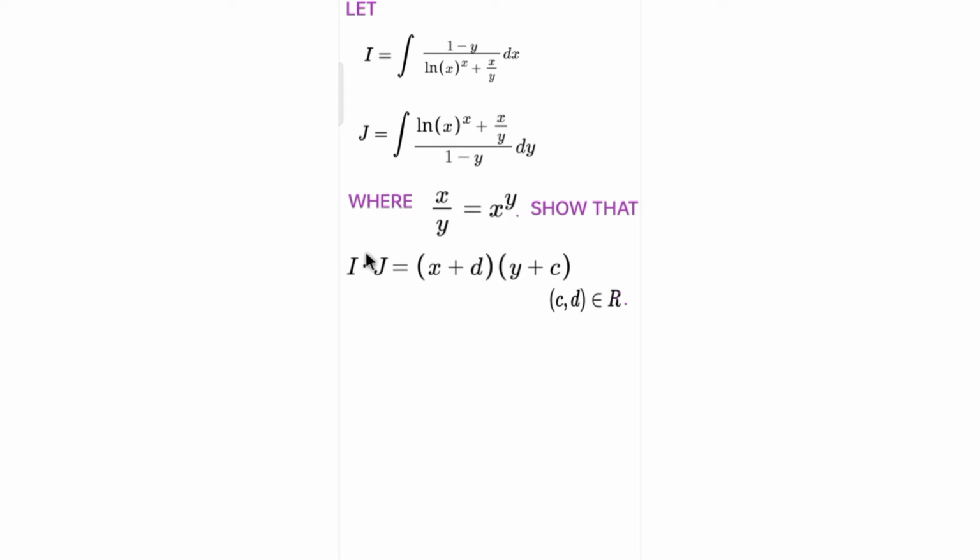We need to show that I into J is equal to (x plus d) into (y plus c), where c and d belong to R. When we go through the solution, people will understand how we get C and D. At the very first instance you can guess that D and C would be the constants that we get after integrating. So we just need to prove that (x plus d) into (y plus c) is I into J.